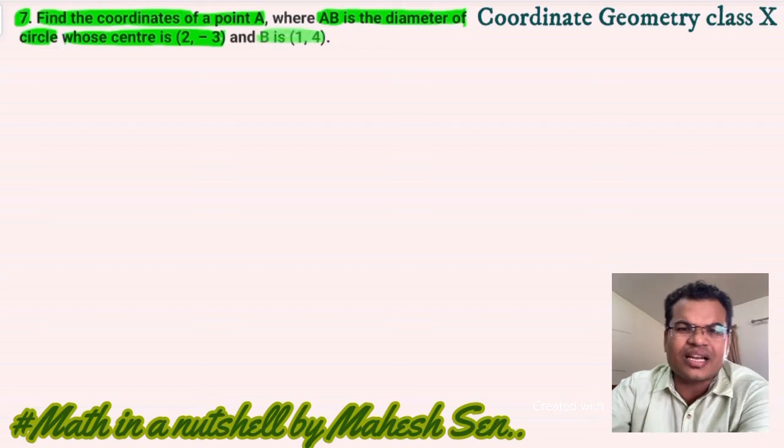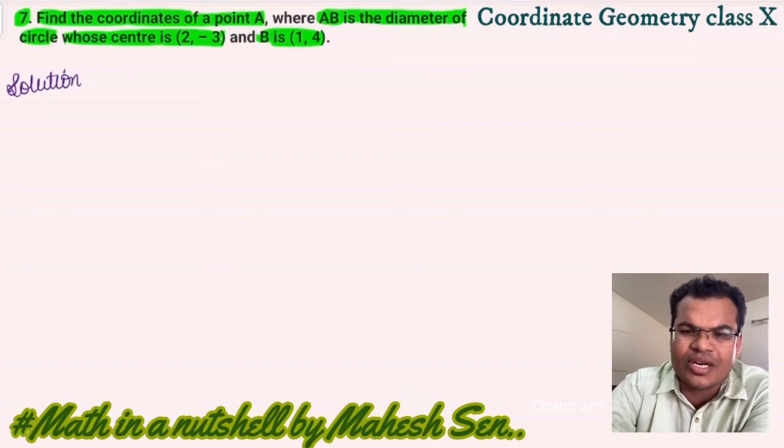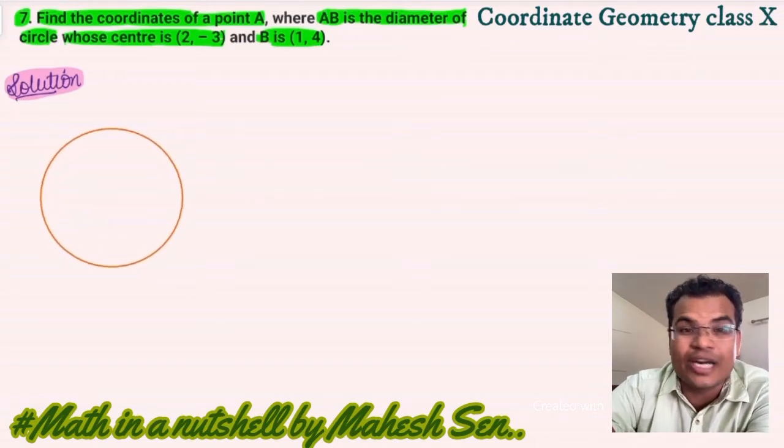So basically a circle is given whose diameter is given, the two points of the diameter are there, but we have one point given and one point we have to find out, right? And the center's coordinate is also given. So we'll start with the solution. We are making a circle, making a diameter. Diameter we know very well, it has two end points.